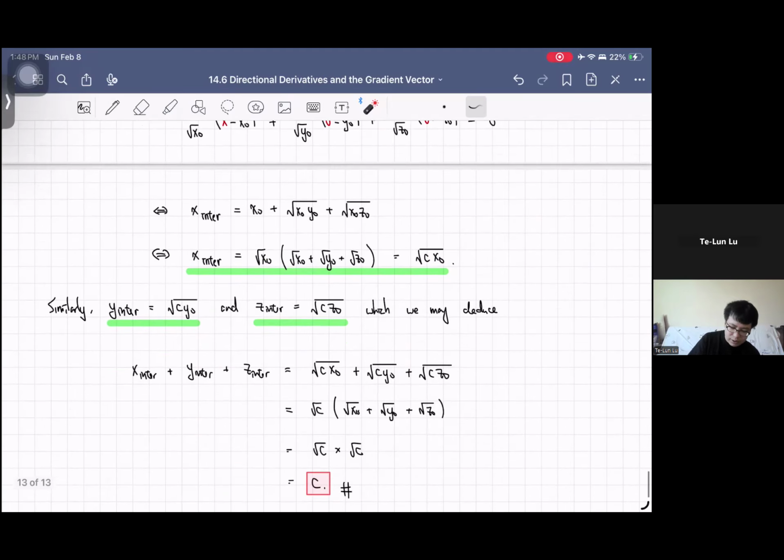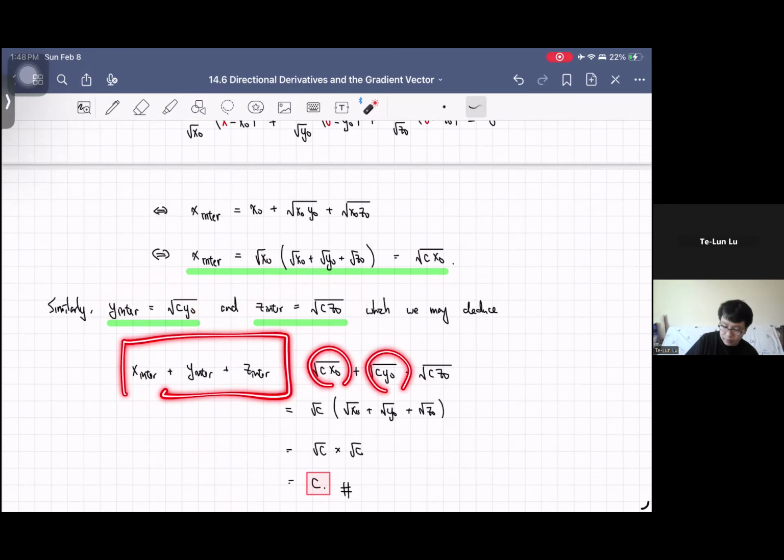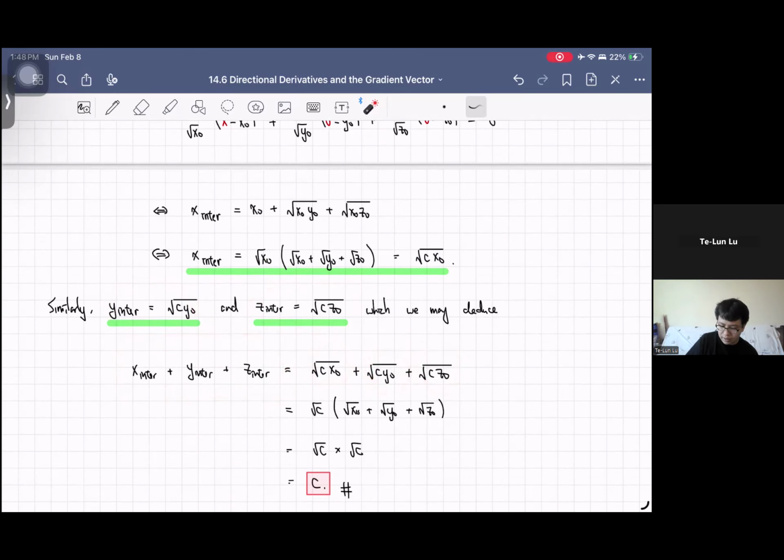By a similar argument, you see that the y-intercept and the z-intercept are given by root c times root y naught and root c times root z naught respectively. So now we add those up, you get root x naught, root y naught, root z naught, which you can factor out the root c. And again, by definition of x naught, y naught, z naught being on the surface, this guy is root c. So root c times root c is c, meaning that whatever point you are choosing on the surface, the x, y, and z intercepts always sum to the same thing, c.